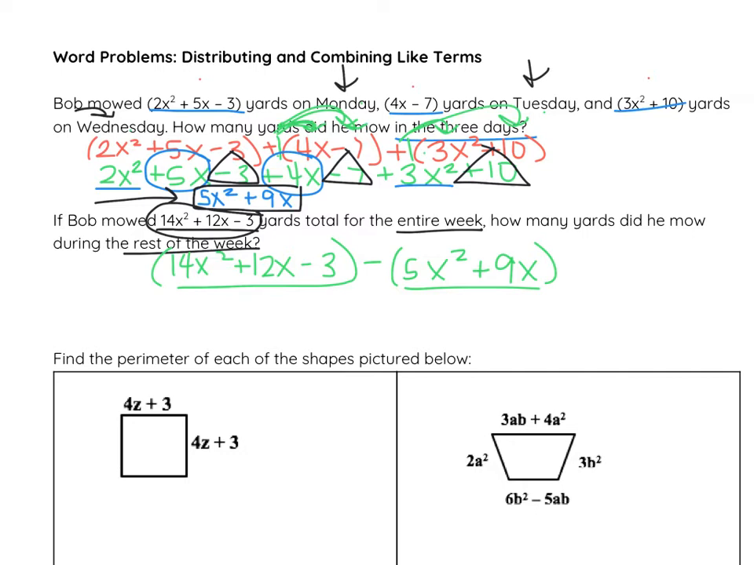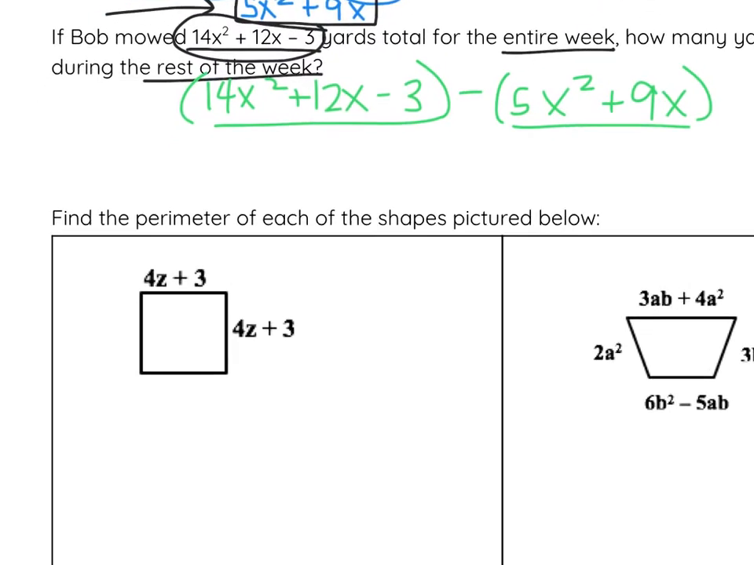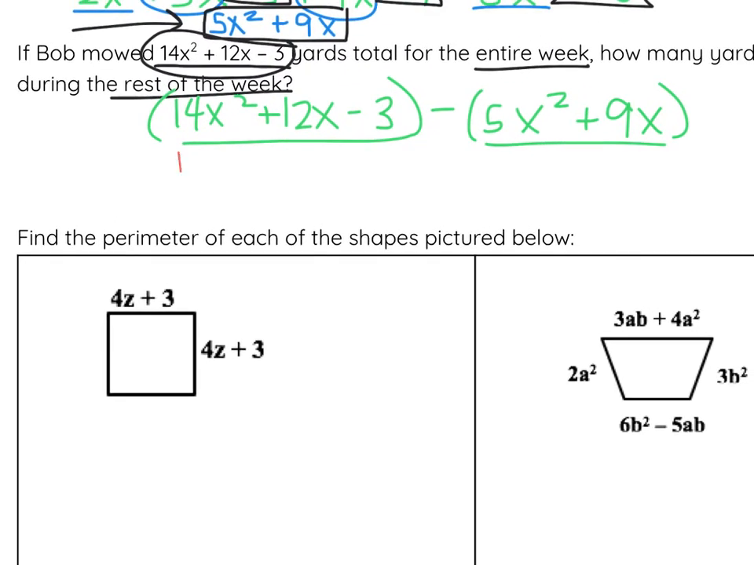Remember with subtraction, it is really important that you remember to distribute that negative. So this first piece, I'm just going to bring down. Nothing's going to change from it. But this second, remember this is like a negative 1. It ends up being negative 5x squared minus 9x. My last step is just to combine my like terms.